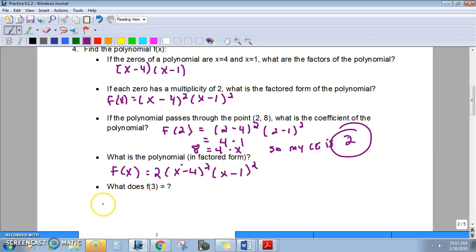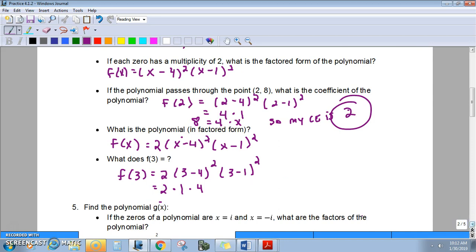So now that I have the equation, what is f of 3? All that means is what happens when my input is 3: (3 minus 4) squared times (3 minus 1) squared. I'm doing this in my head, so please let me know if I make a mistake. 3 minus 4 is negative 1, squared is just positive 1. 3 minus 1 is 2, squared is 4. So my output is 8. So f of 3 is equal to 8.